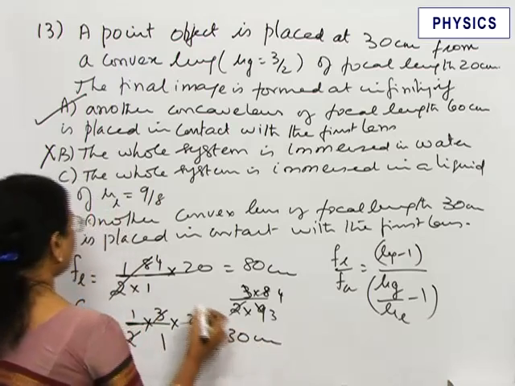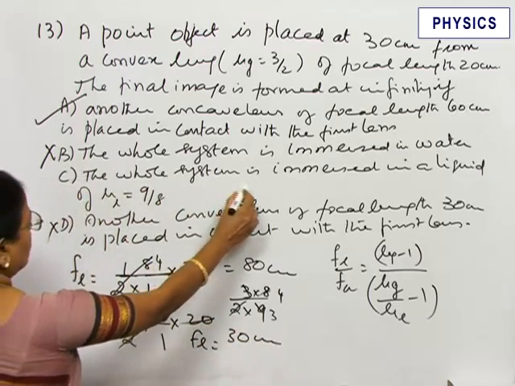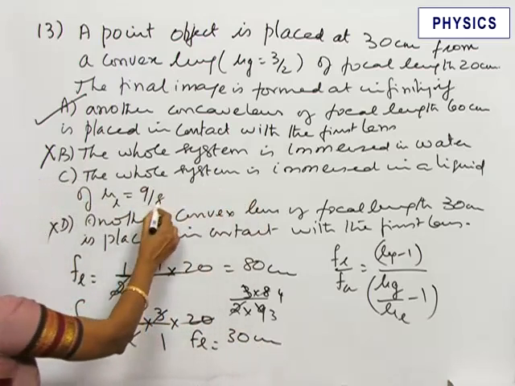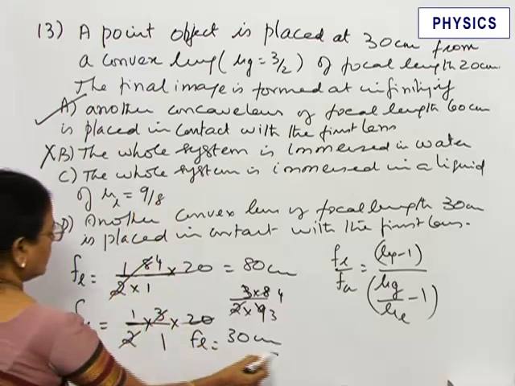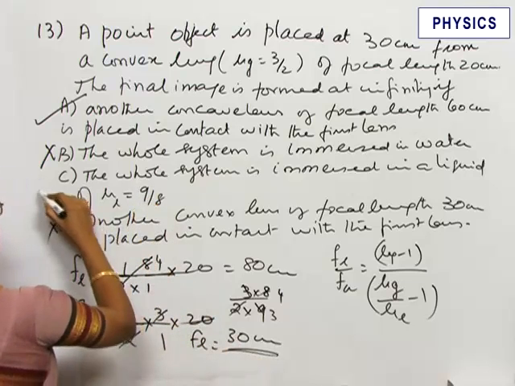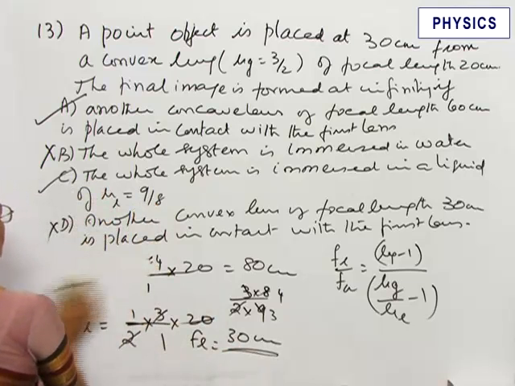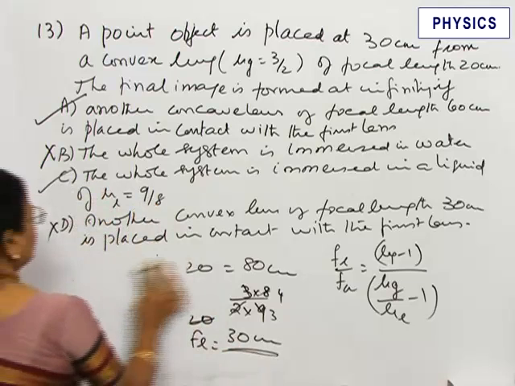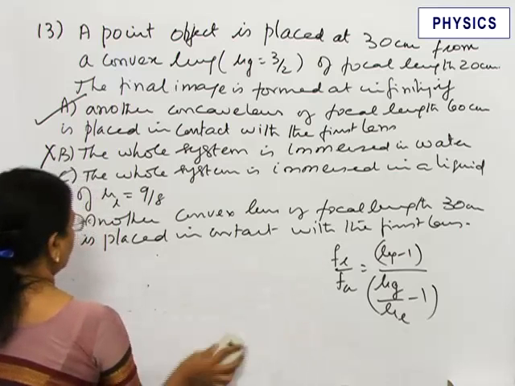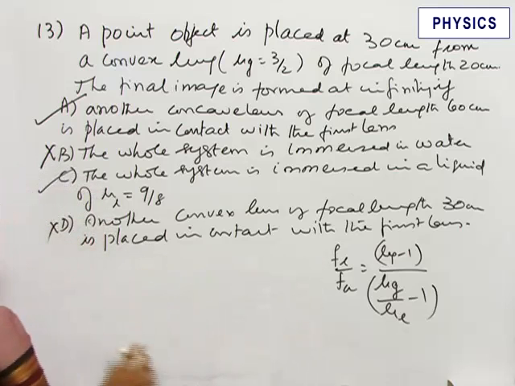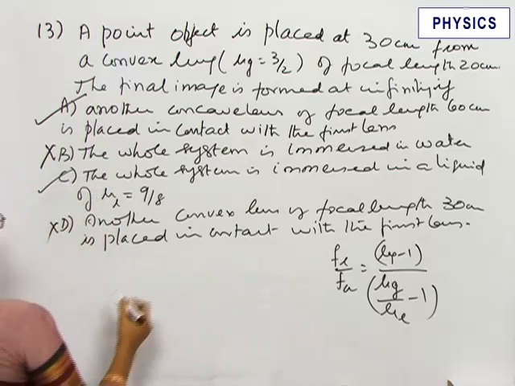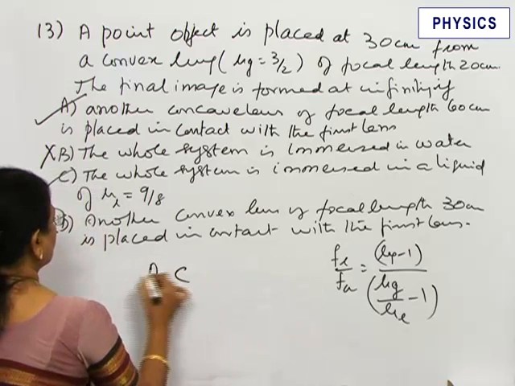So if you immerse the lens in a liquid of refractive index 9 by 8, then the focal length becomes 30 centimeter. So you can get the image at the principal focus by either combining a concave lens or by immersing it in the given liquid. So the correct choices are A and C.